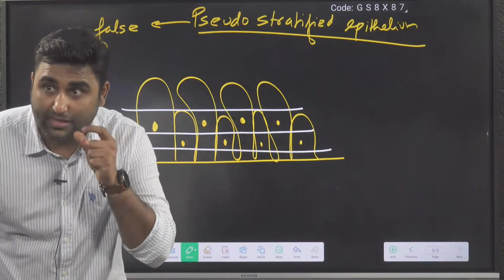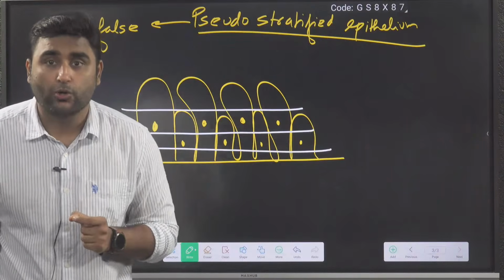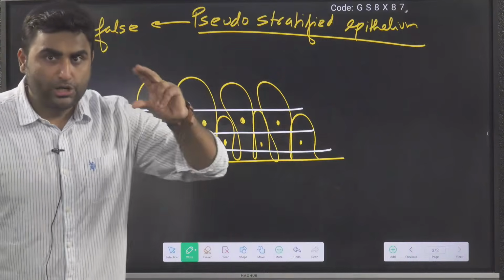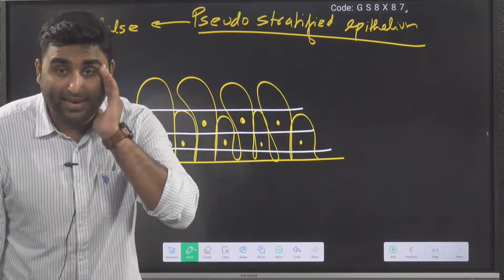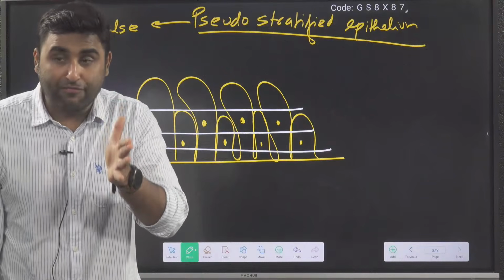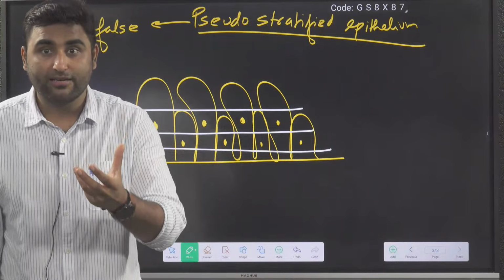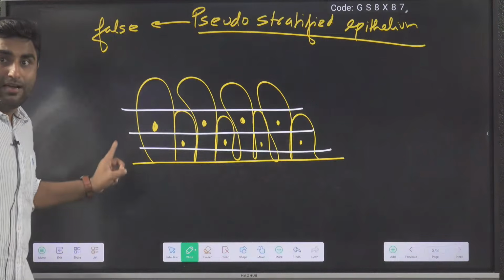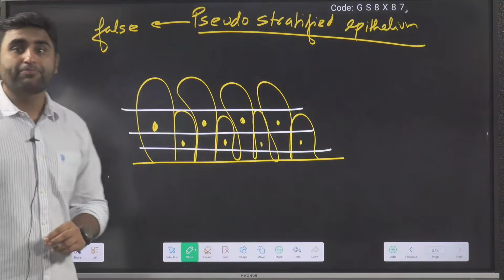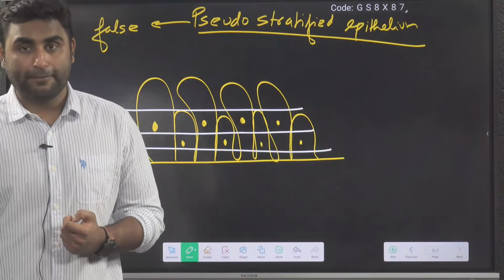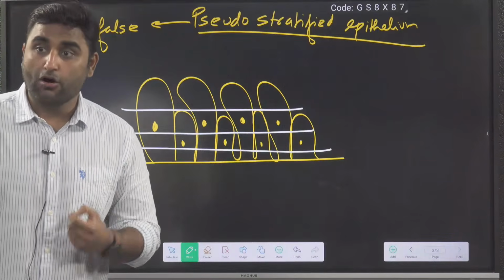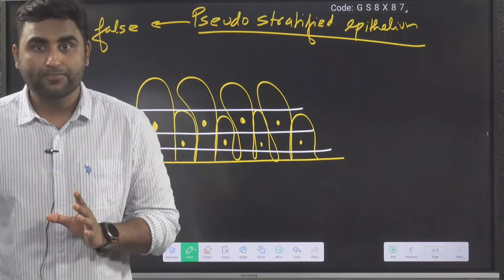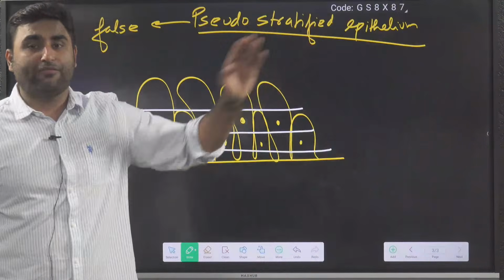When you observe in the microscope, tall cells' nuclei will be above, short cells' nuclei will be below. So you will get a confusing perception that it is double layered. But in reality, it is single layered, because every single cell is present on the basement membrane. It gives a false feeling of being stratified, but actually it is single. That's why it is called pseudo-stratified epithelium.